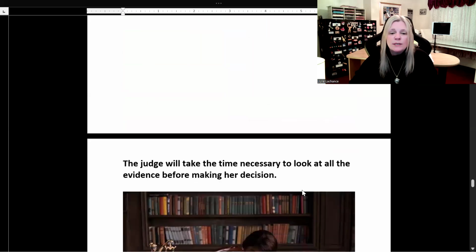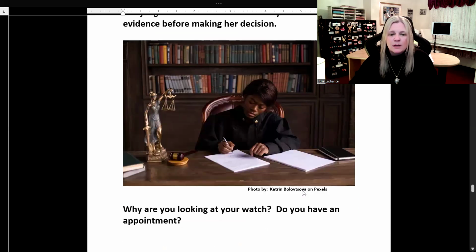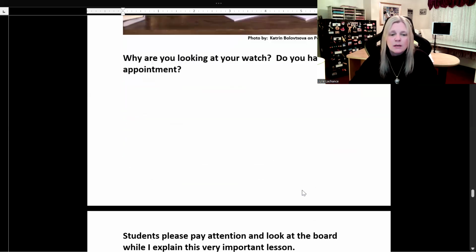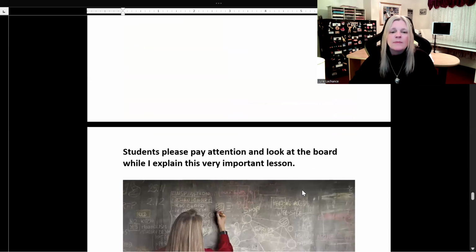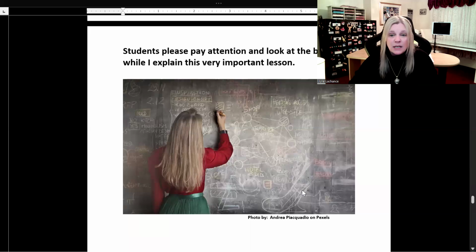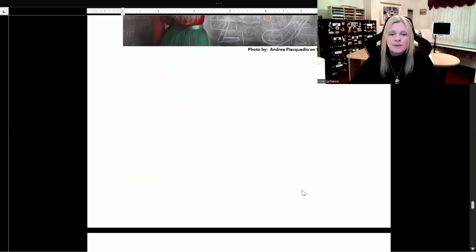The judge will take the time necessary to look at all the evidence before making her decision. Why are you looking at your watch? Do you have an appointment? Students, please pay attention and look at the board while I explain this very important lesson. It looks difficult to me, so you should pay attention.